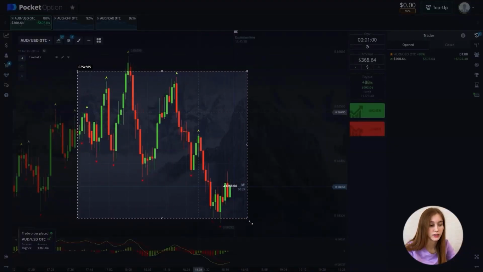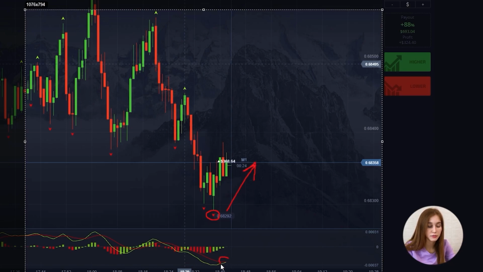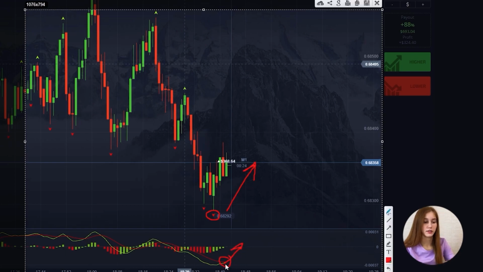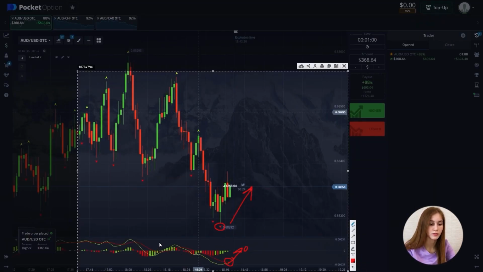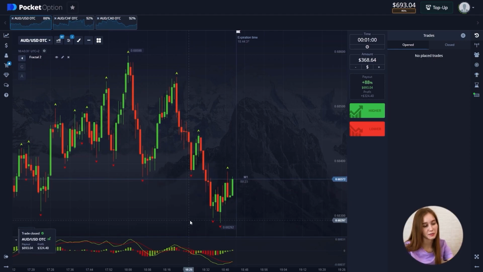As we see on the fractal, the last fractal was updated down, then the chart will move up. We also see our buy signal on the MACD, where its main line crosses the signal line from the bottom up. That is our signal. Let's see. Our last trade closed up, profit is $334.